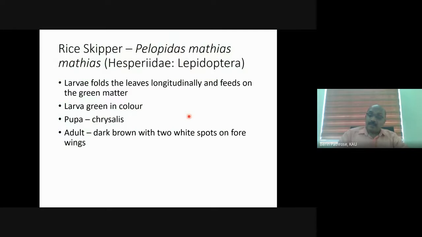Coming to some minor pests, the first one is rice skipper. The scientific name is Pelopidas mathias. You can either write it as Pelopidas mathias, even that is sufficient. Remember, all the skipper pests belong to the family Hesperiidae. The family is Hesperiidae. Rice skipper, Pelopidas mathias, belongs to the family Hesperiidae.